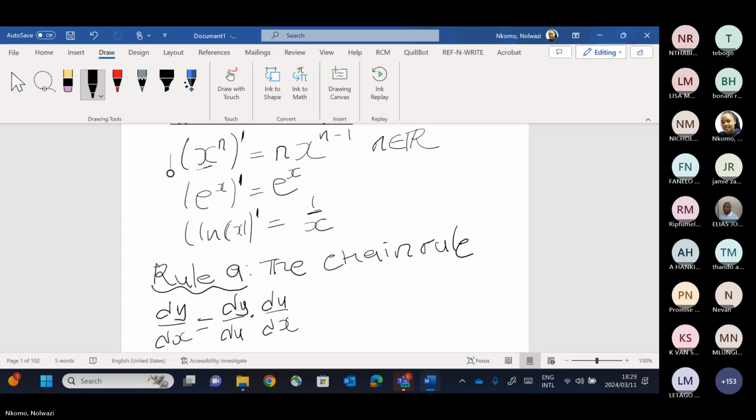The reason I said you should remember these rules is because we're going to use them here on the chain rule. For the chain rule, we are given a function that is not easily differentiable. That's why you need to simplify that function so that you'll be able to apply these rules. In this course, we'll cover only these rules, right?